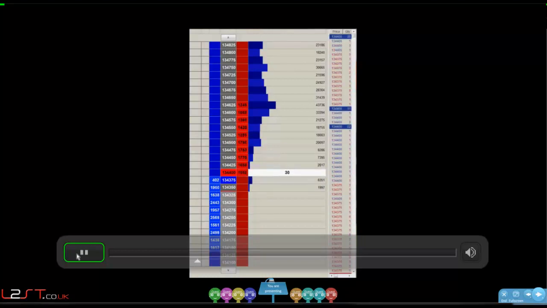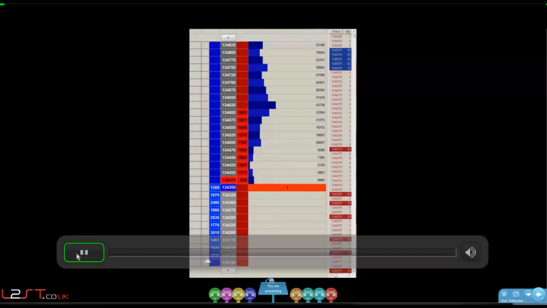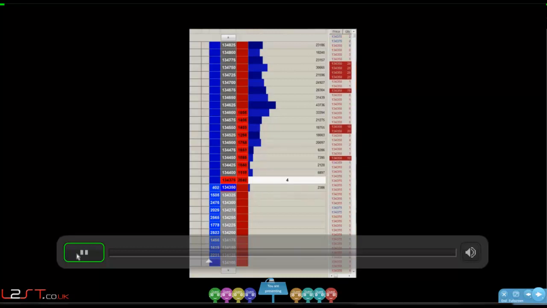Okay. Notice how we're taking out the 44s. We're testing the 44s now. 44s is acting as resistance. Buyers are trying to lift those offers, but the offers keep coming in. Okay, the offers keep coming in at 44s. And we keep taking out the bids. Okay, now we're at 43.5. So we started up at 45 quarter. Now we're down at 43.5.